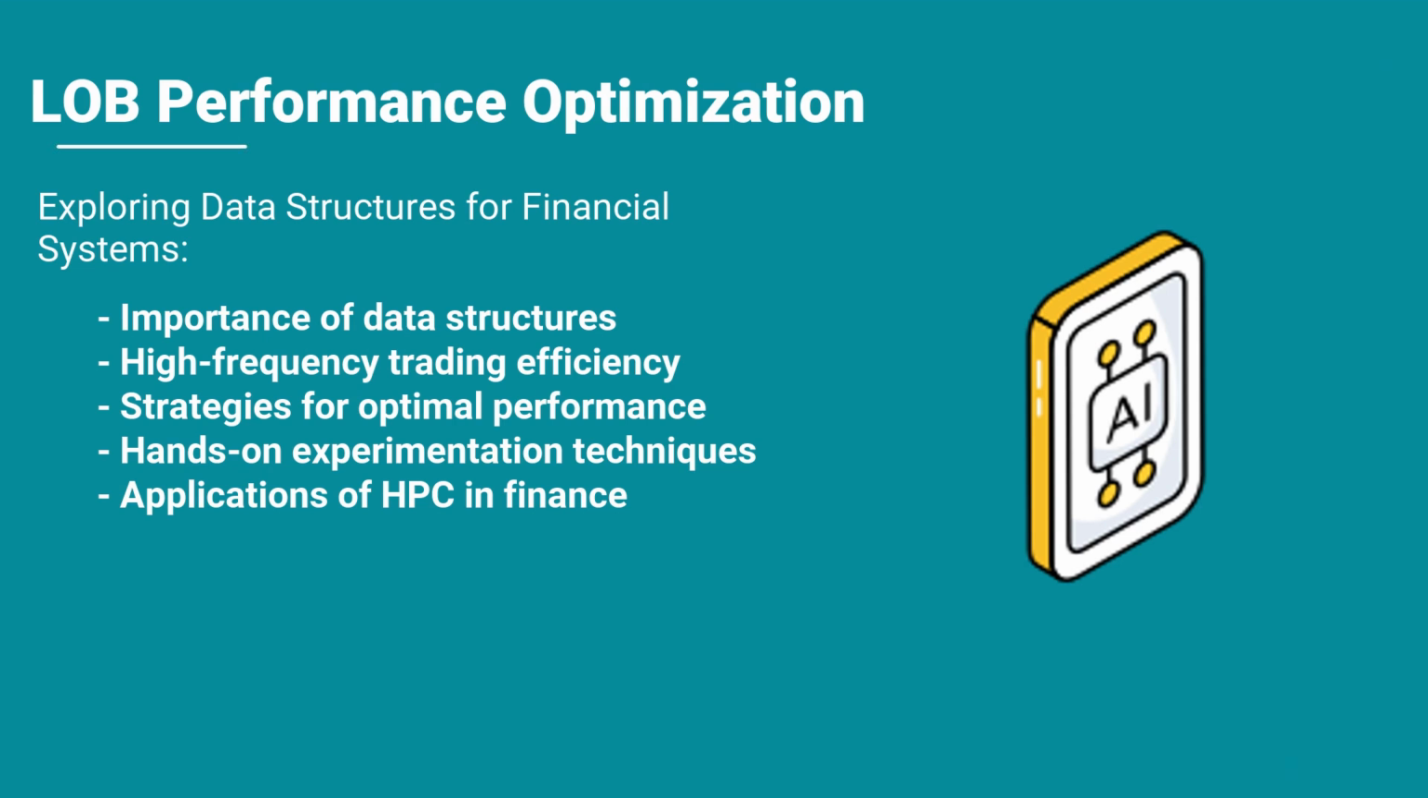Choosing the right data structure for implementing a limit order book, LOB, can significantly impact its efficiency and performance. Data structures are essential in organizing and managing data effectively, especially in high-frequency trading environments where speed is crucial. In this session, we will dive into various data structures that are primarily used in financial systems and explore strategies that leverage these structures for optimal performance.